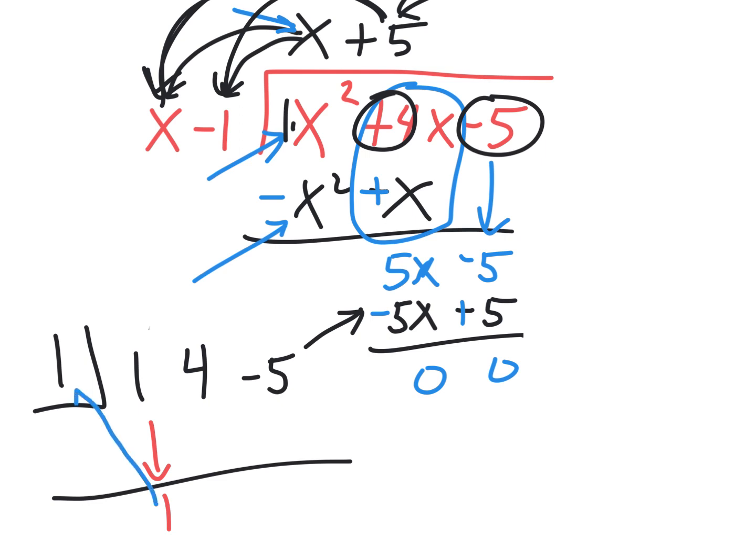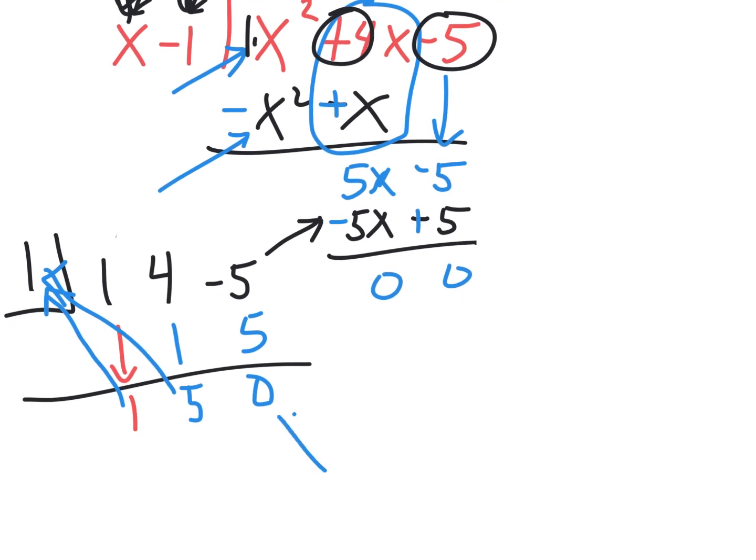So then I multiply this times this. 1 times 1 is 1, and then I add them, and I get 5, and I multiply them, and I get 5 times 1 is 5, and then I add them, and I get 0. That's where I want the 0, right there. I wall it off, and I call that the remainder.